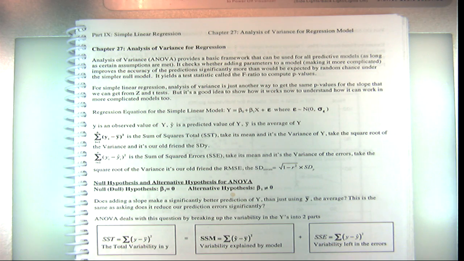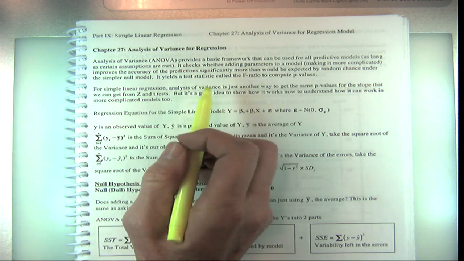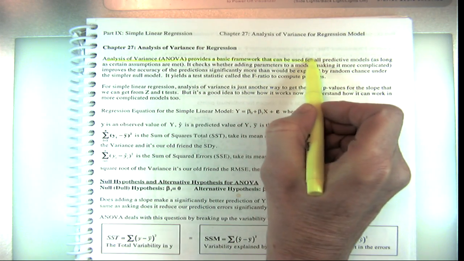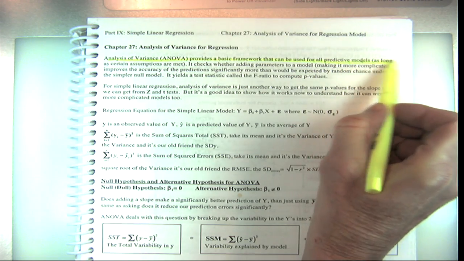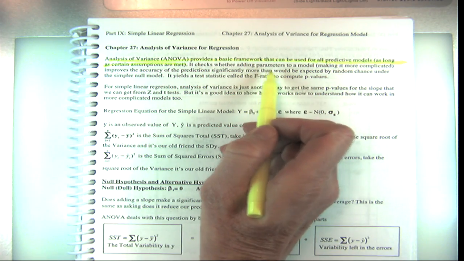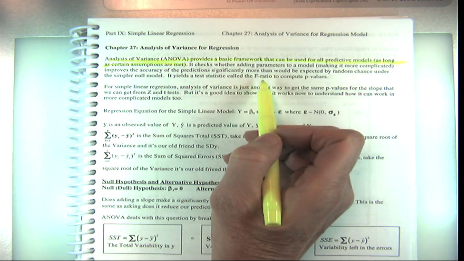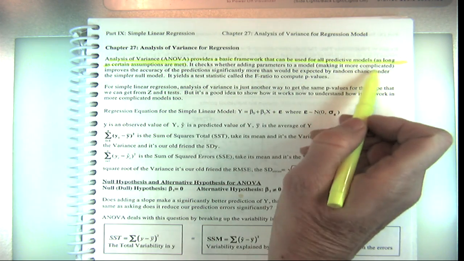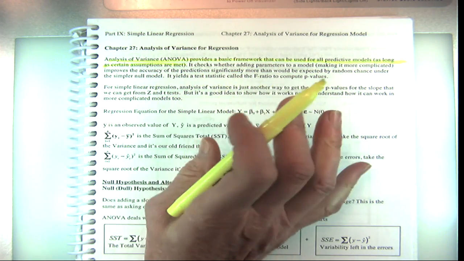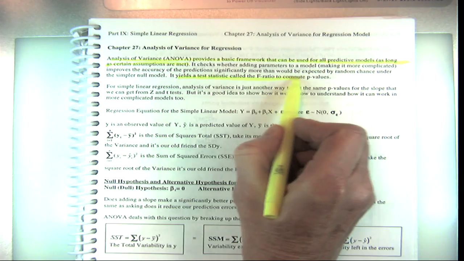So this analysis of variance, sometimes abbreviated ANOVA, basically provides a framework that can be used for all predictive models, as long as our 4 assumptions are met. What does it do? It checks whether adding more parameters to a model, like adding slopes and making the model more complicated, improves the accuracy of the prediction significantly more than would be expected under chance. And it yields a statistic called the F ratio.